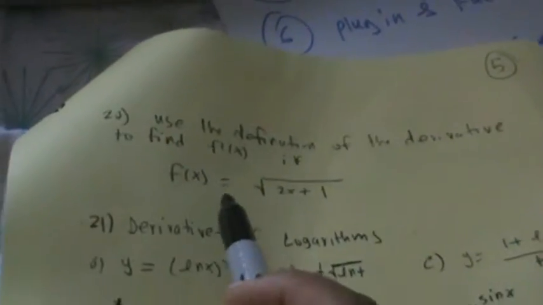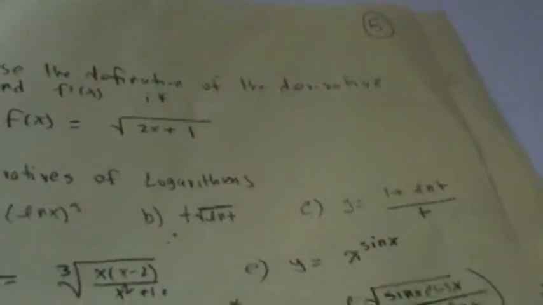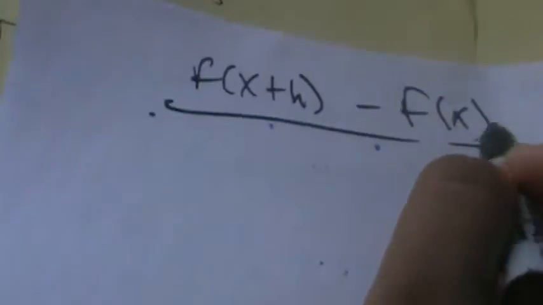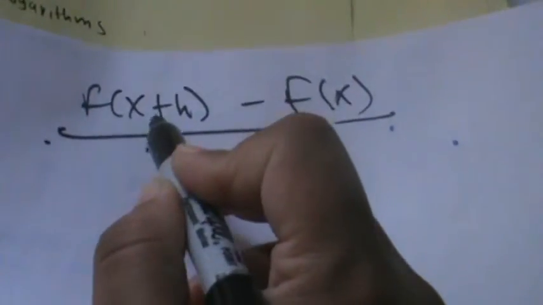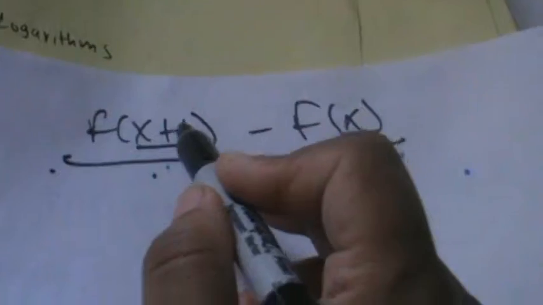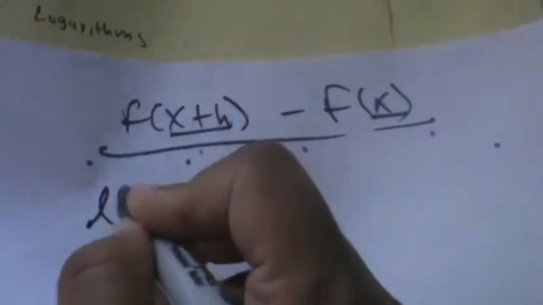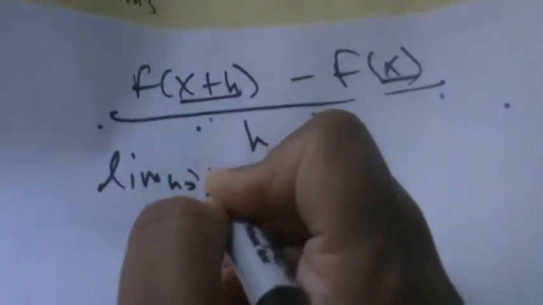Okay guys, another definition problem. Use the definition of the derivative to find f prime of x. I'll get you started with this. First write the definition: y2 minus y1, functions are always y's, and x plus h minus x, x2 and x1. The x and x cancel out and you end up with h. That's your run. Limit as h goes to 0.